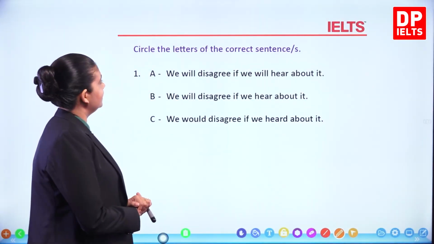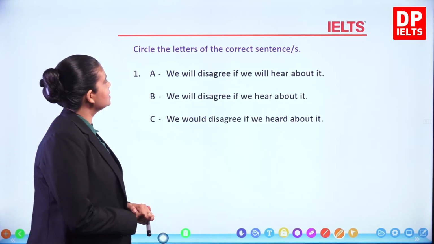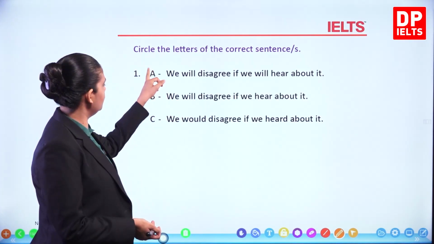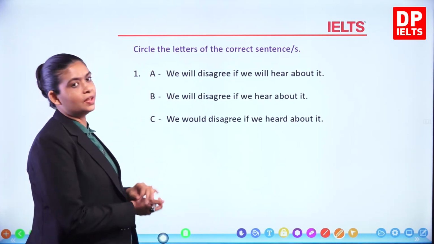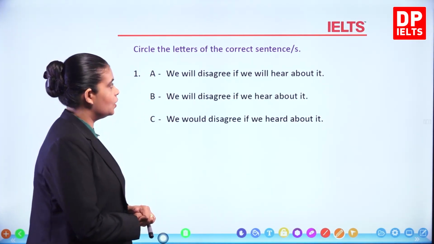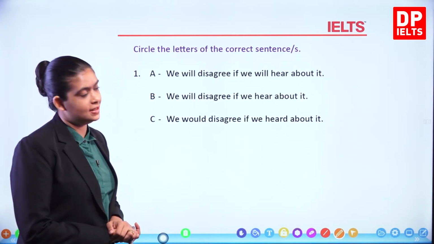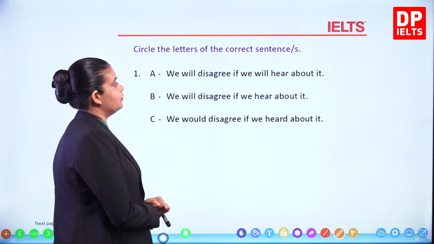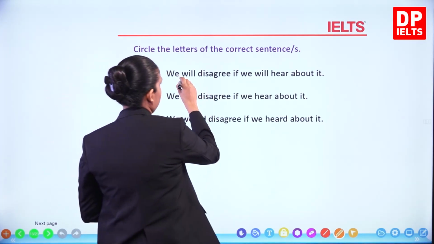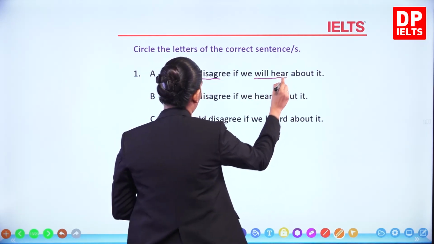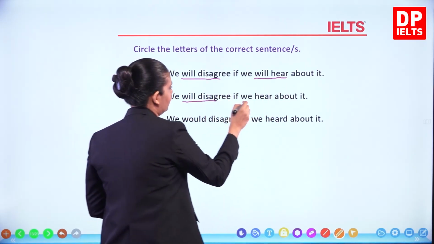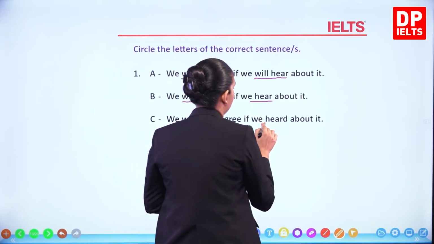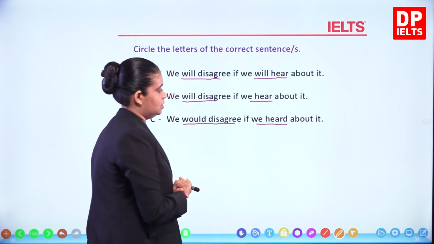Let us have a look at the next activity. Circle the correct sentence, right? So that means here you have A, B, C. Circle the correct letter or the letters of the sentence or sentences, right? We will disagree if we will hear about it. We will disagree if we hear about it. We would disagree if we heard about it.